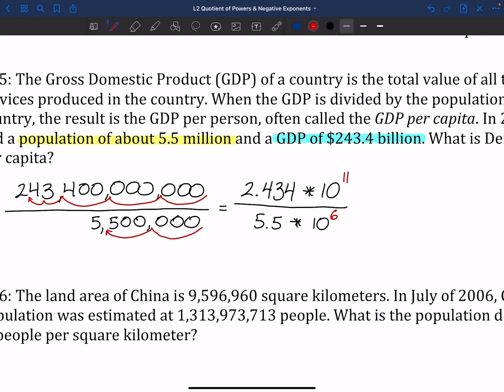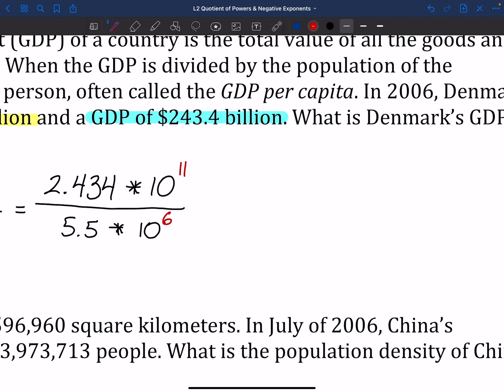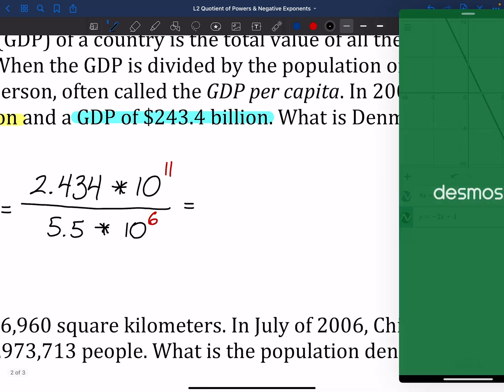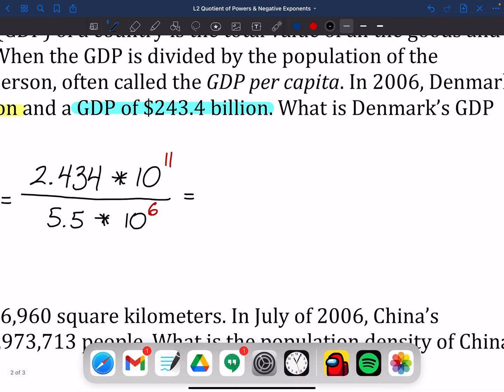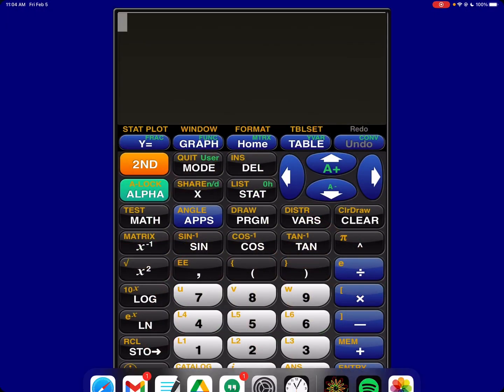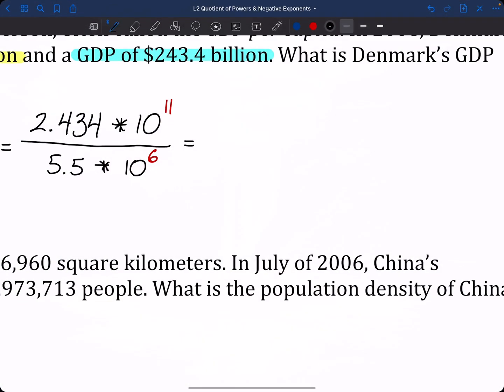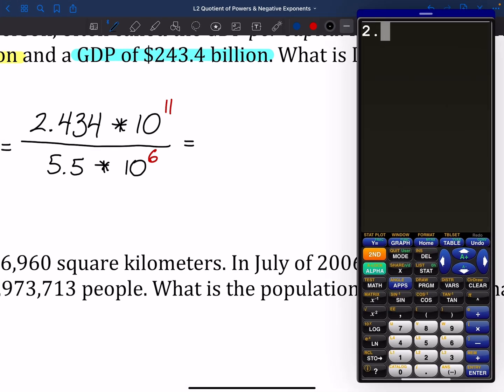So 2.434 and 5.5 are definitely numbers your calculator can handle. What we're going to do is just equal that out and see what it comes out as. So 2.434. Whoops, no, I need the other one. Hold on just a second. Get to see my home screen for a quick minute. Okay, so back to here. We'll pop this over to the side. Perfect. So 2.434 times 10 to the 11th.